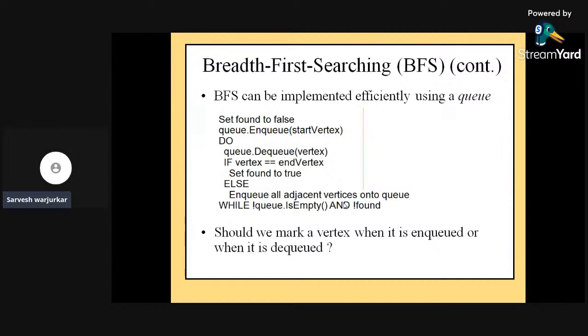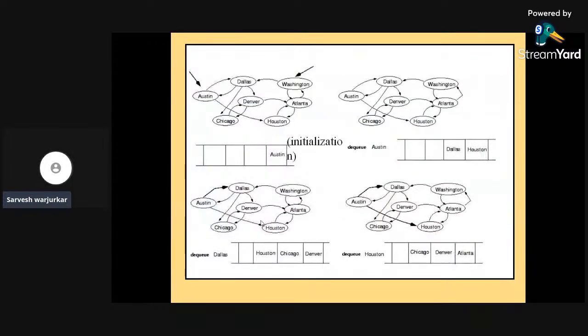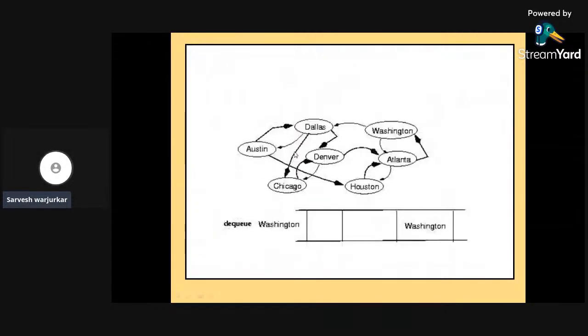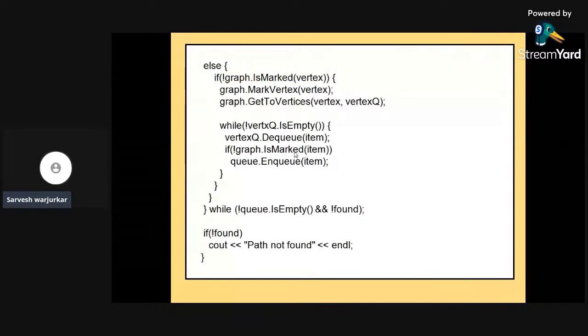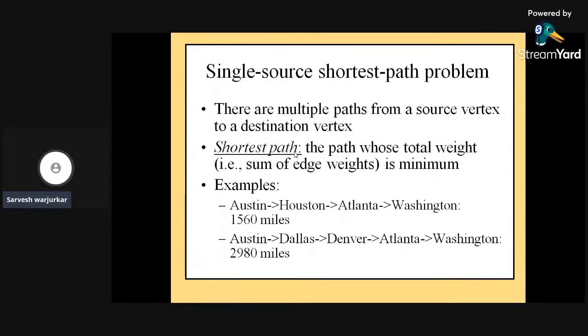We can go layer by layer like this. This is the first way. We can insert Austin first in the queue, then the next layer, that is Chicago, then Dallas and Denver, then Houston, then Washington and Atlanta, and so on. You can go with any different example as well. This is all about the way of traversing in the graph, that is breadth first search and depth first search.